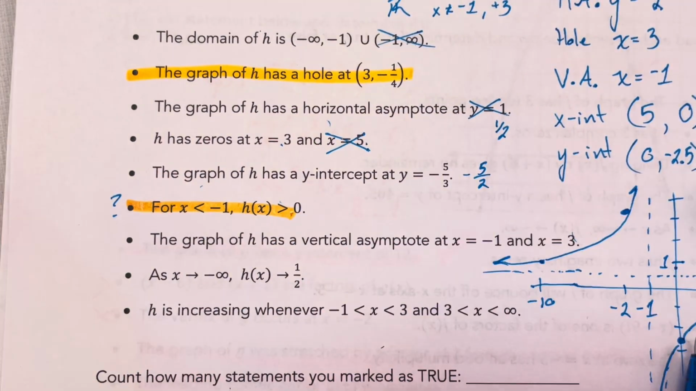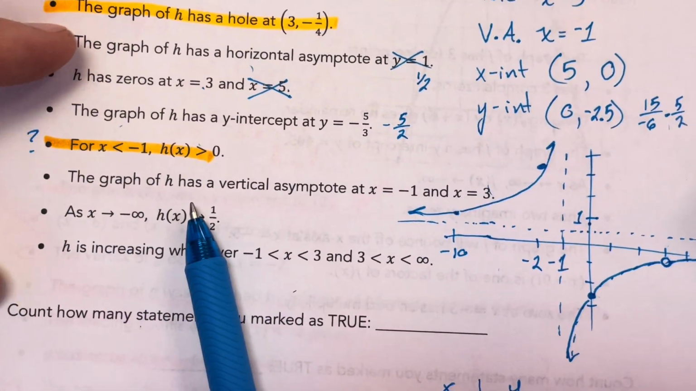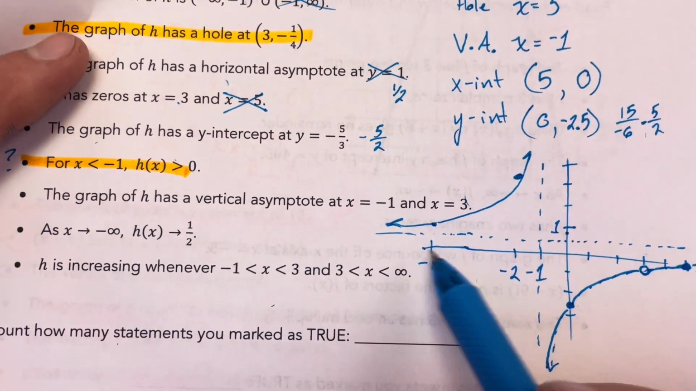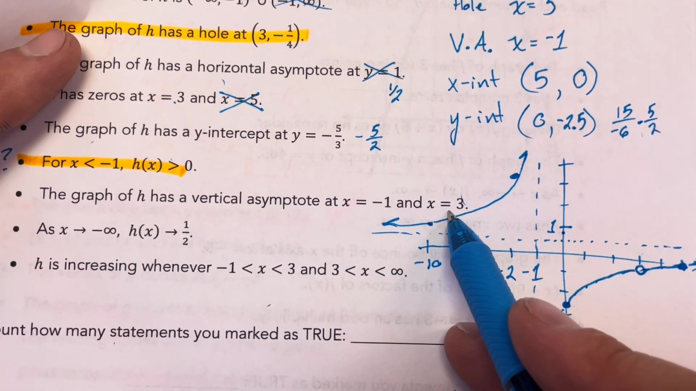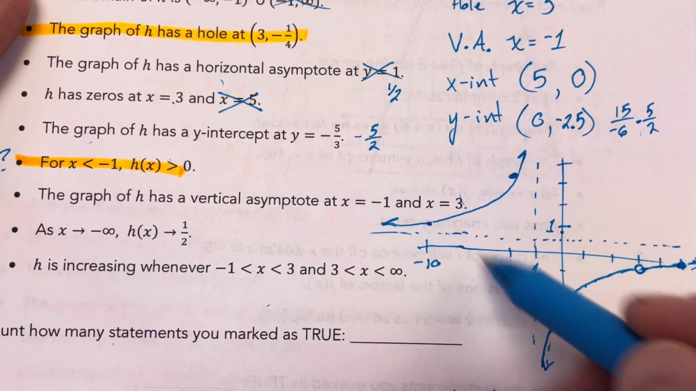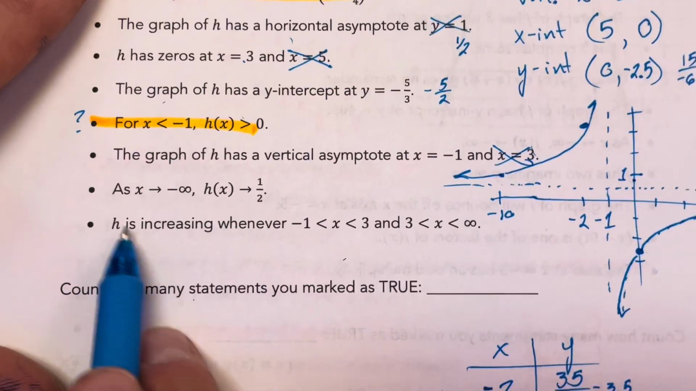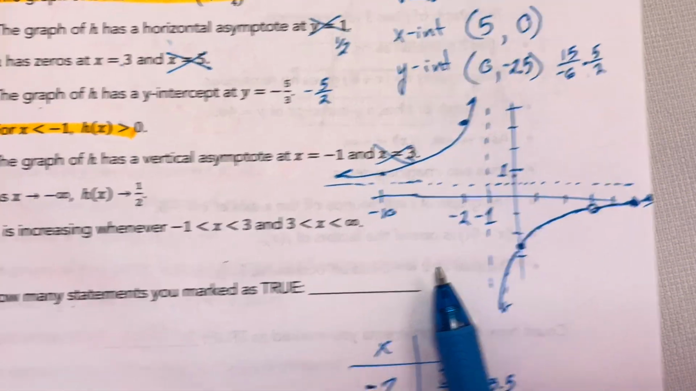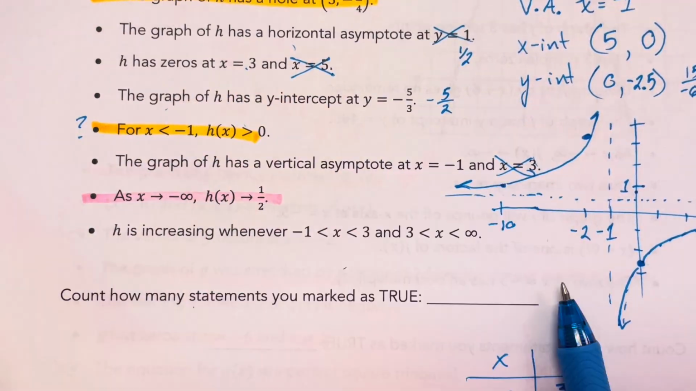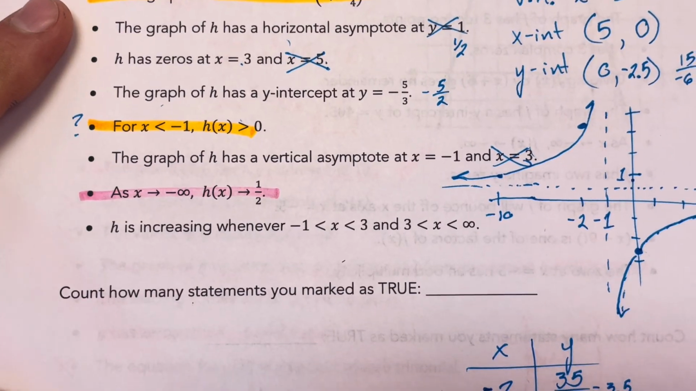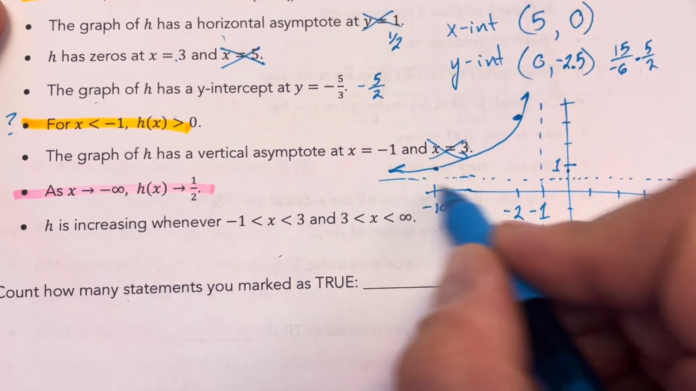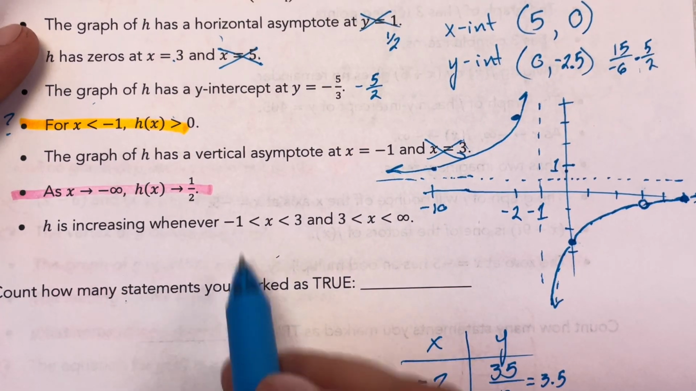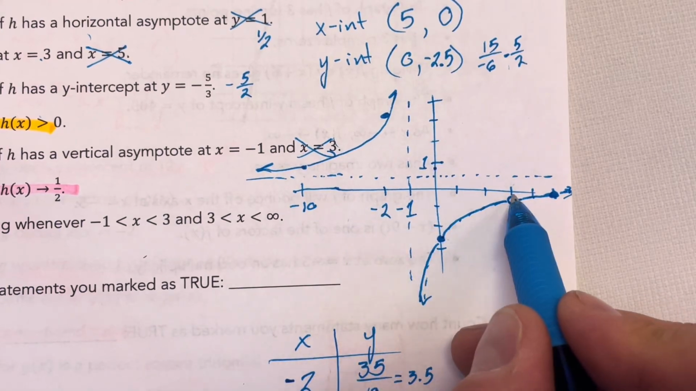All right, there's a lot to this. The graph of H has a vertical asymptote at -1 and 3. Well, we already saw that it has a vertical asymptote at -1, but at 3 it has a hole, so that part's incorrect. As x goes to -infinity, h of x goes to 1/2. That is true. That is the definition of this horizontal asymptote. As we go further and further this way, it's getting closer to 1/2.